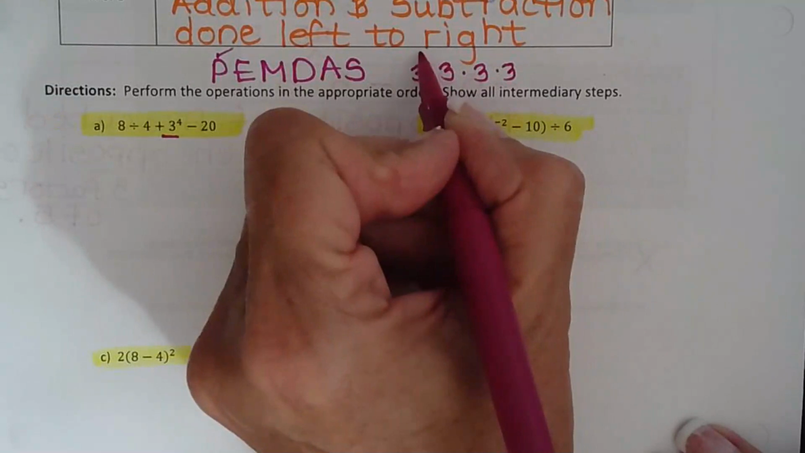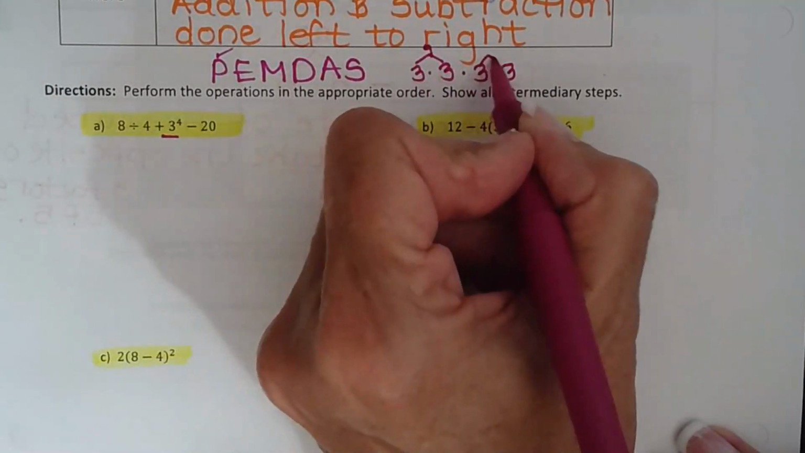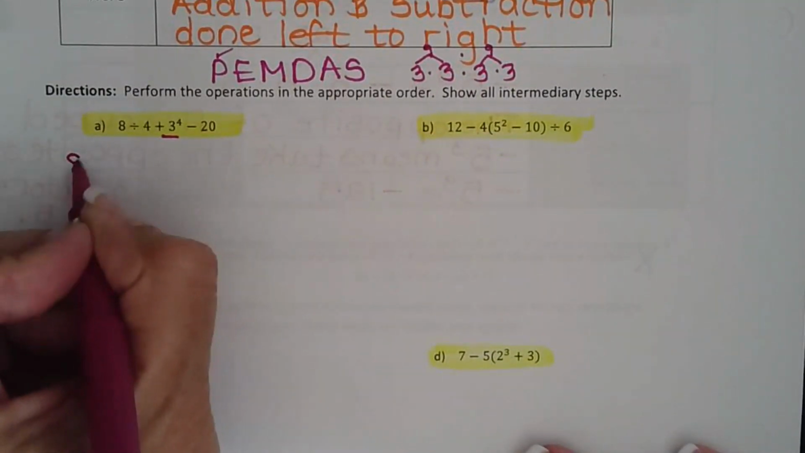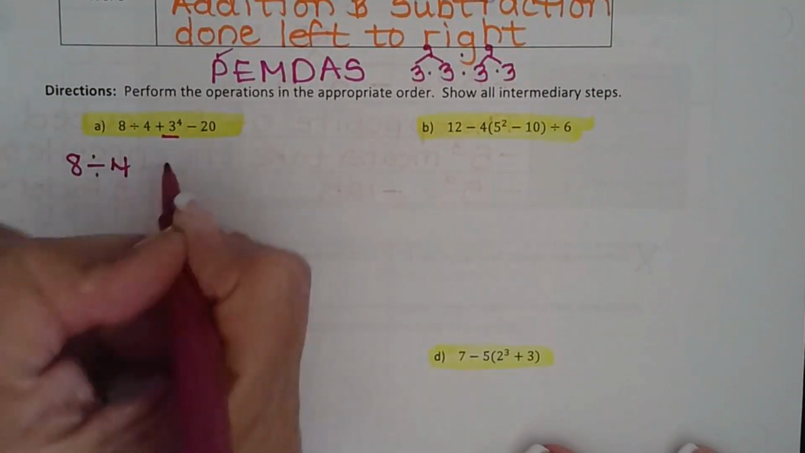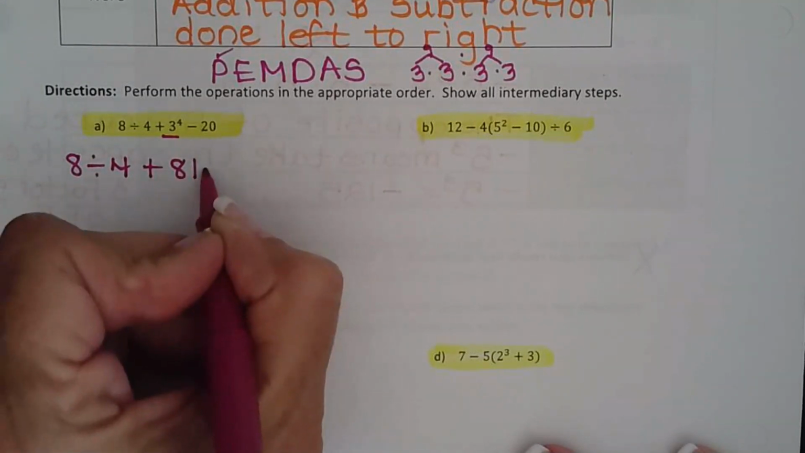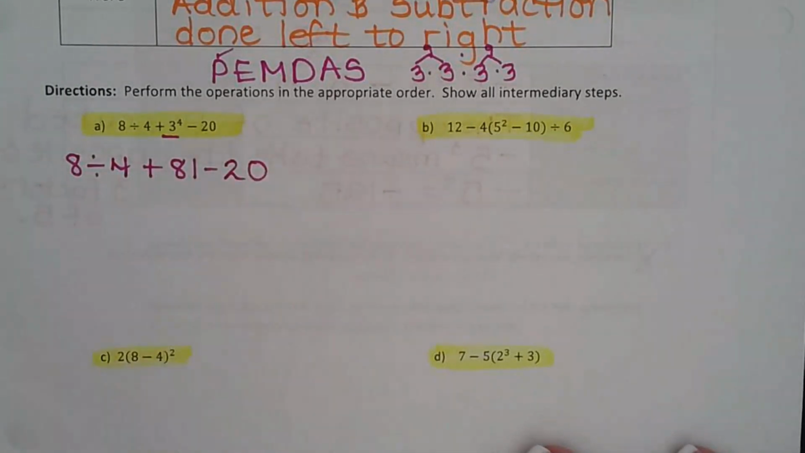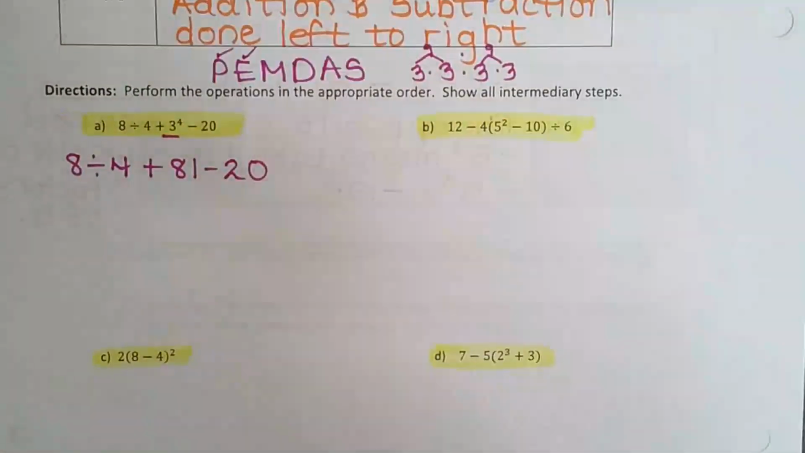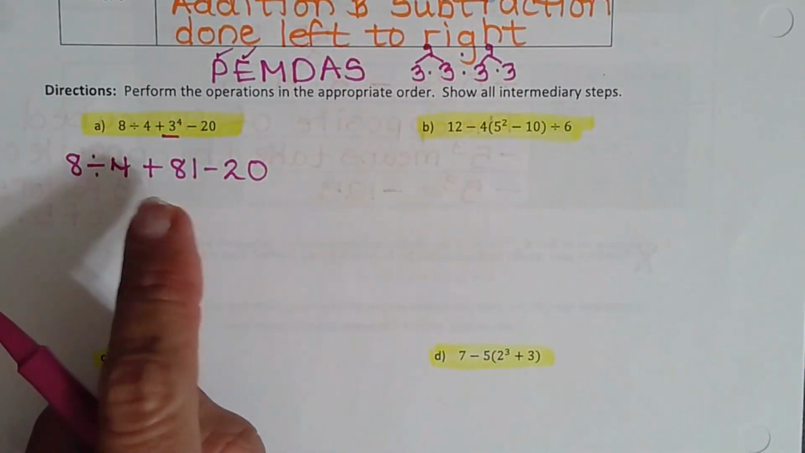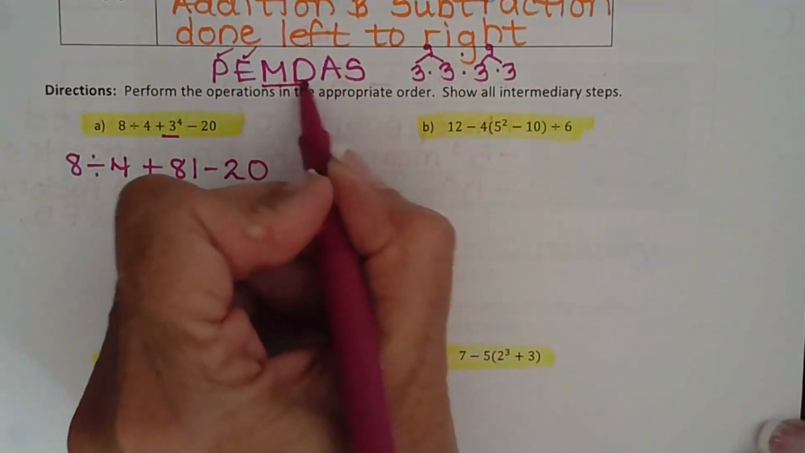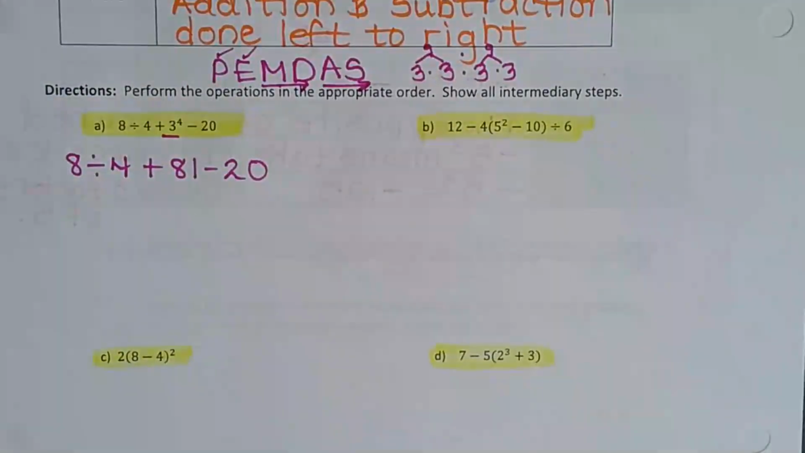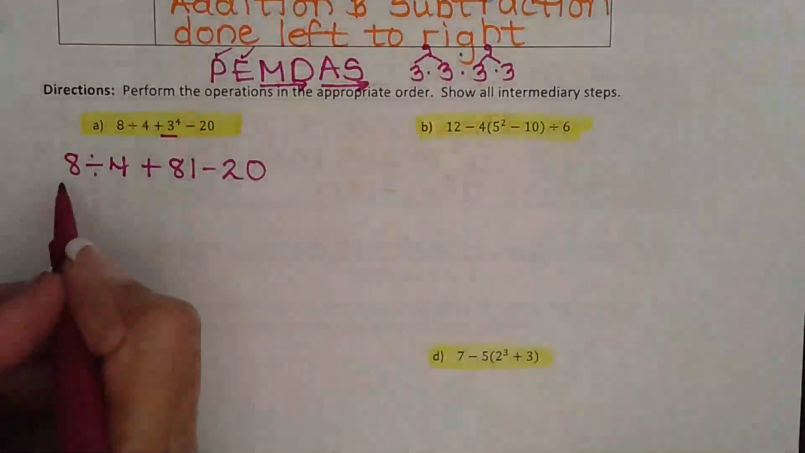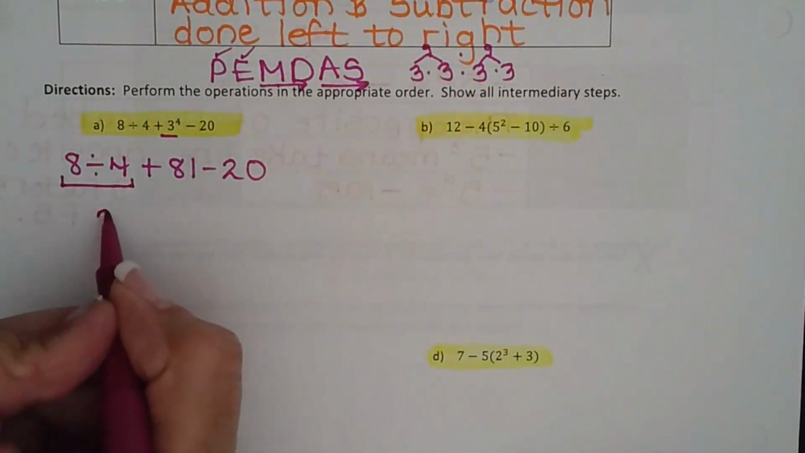3 times 3 is 9. 3 times 3 is 9. And 9 times 9 is 81. So this would turn into 8 divided by 4 plus 81 minus 20. So 8 divided by 4, we've got rid of the exponent, so we can cross that off. And then remember, these are done left to right, so exponents are done. So now we do any multiplication and division, which there's only one. 8 divided by 4 is 2.